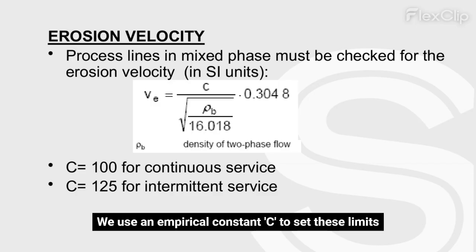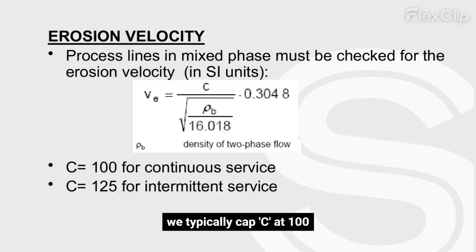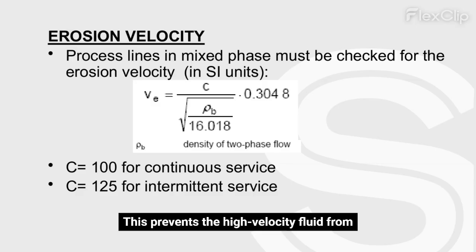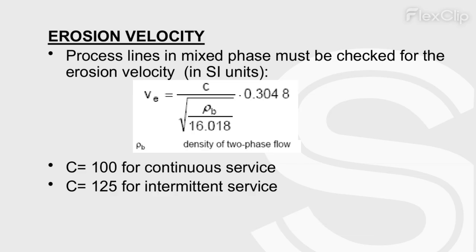In mixed-phase lines, we must also check for erosion velocity. We use an empirical constant C to set these limits. For continuous service, we typically cap C at 100, while for intermittent service, we can allow it to go up to 125. This prevents the high-velocity fluid from physically wearing away the pipe walls over time.